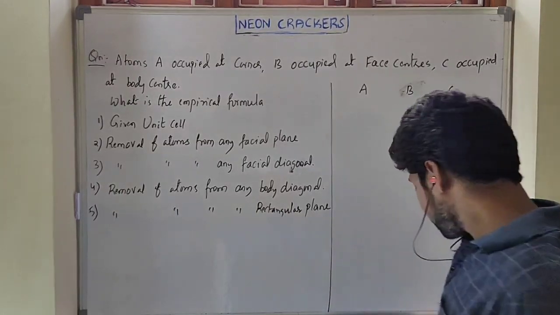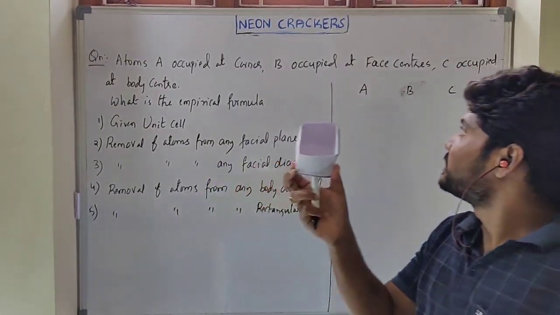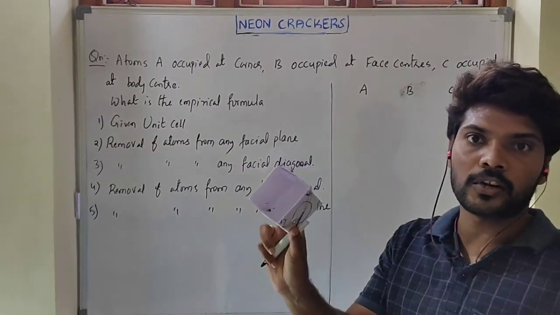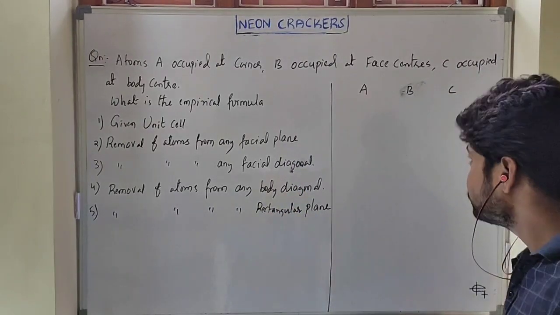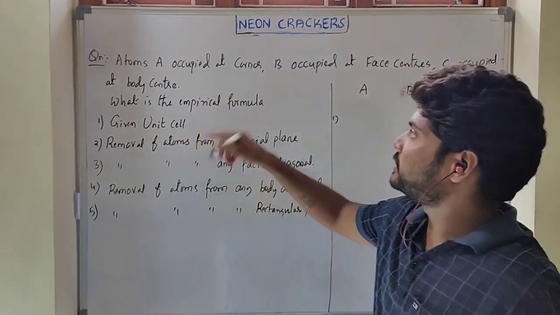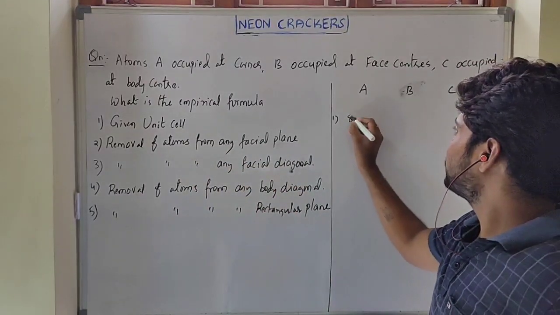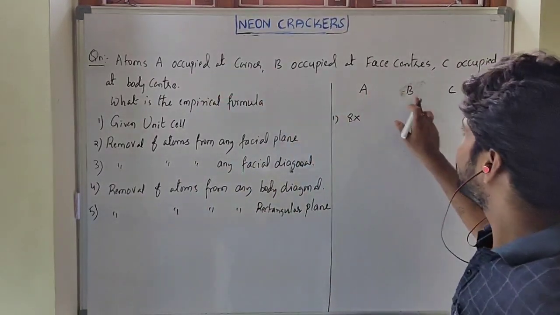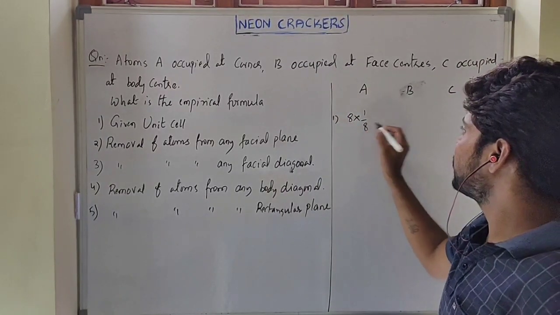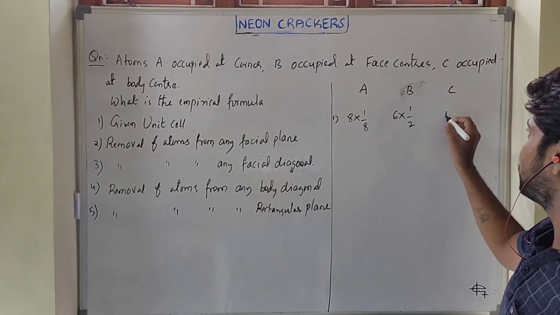You know already in a simple cubic there are 8 corners, each one's contribution is 1/8, and 6 face centers, each one's contribution is 1/2, and only one body center, so 100% contribution, one atom is present only. Now, first question: what is the empirical formula of the given unit cell? There is no removal of atoms, so we have to find the given unit cell's empirical formula. A occupied at corners, B at face centers, C at the body center. So 8 corners, each one's contribution is 1/8, and 6 face centers of B, each one's contribution is 1/2. And the next one is only the body center.